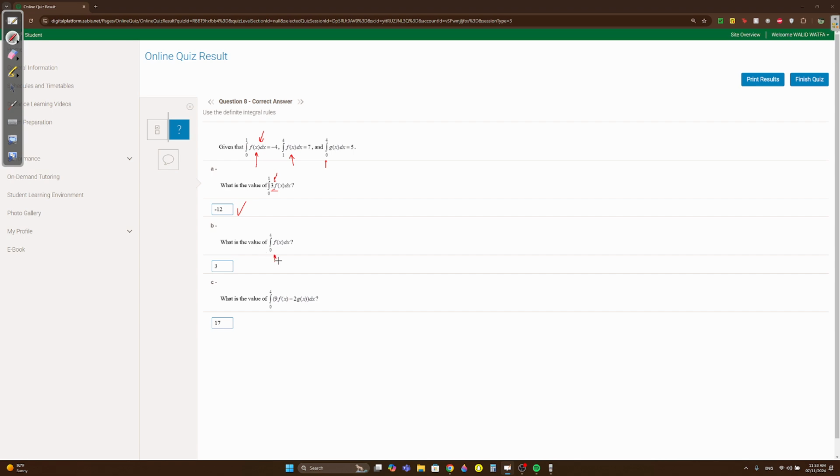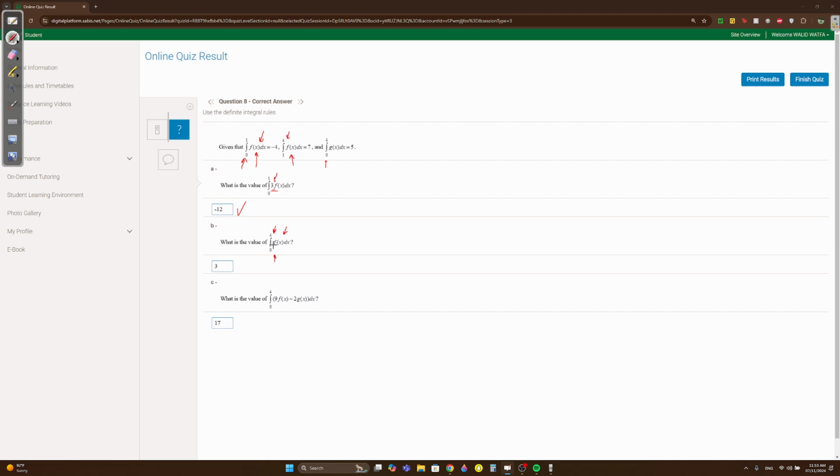What's the value of 0 to 4 f of x dx? Here, some people will put 5. Why would they put 5? Because they didn't see that it says g of x. Okay, g of x and f of x are two separate functions, guys. Okay, how do I find what 0 to 4 f of x is? I have 4 to 1 and I have 0 to 1.